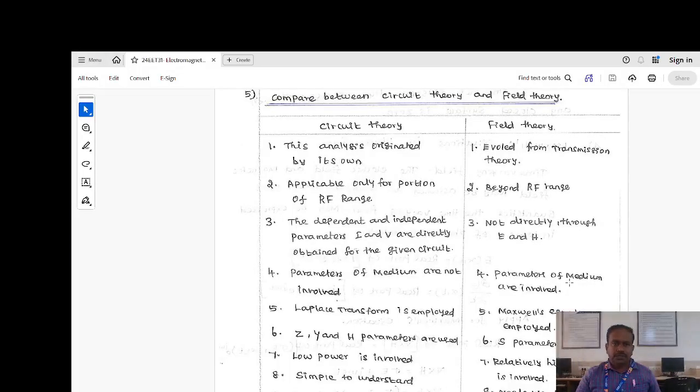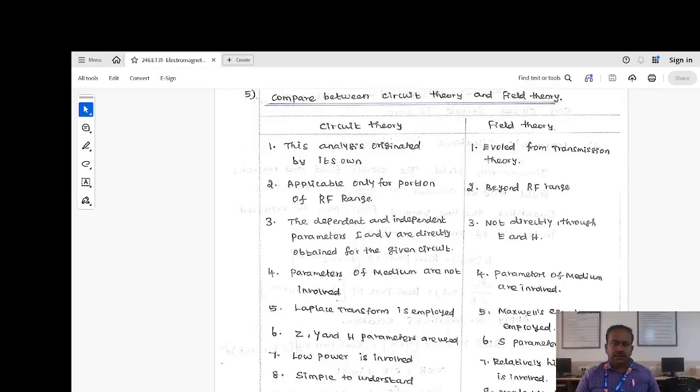So hello everyone. Next we discuss the comparison between circuit theory and field theory. In circuit theory, the analysis originated by its own, whereas field theory evolved from transmission theory. Circuit theory is applicable only for a portion of the RF range, whereas field theory applies beyond the RF range.